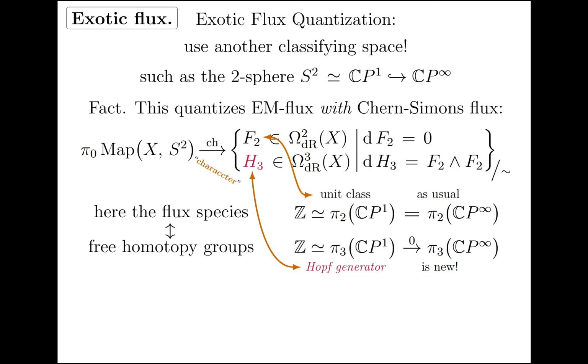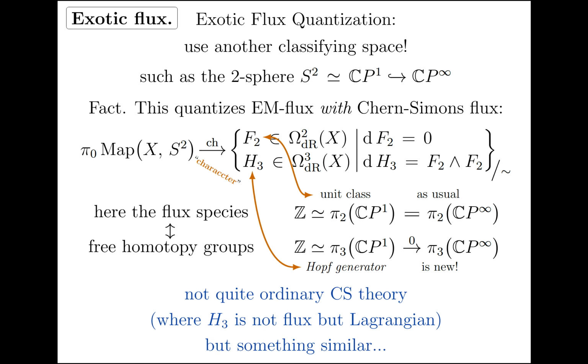So here's again the map. The flux density F2 corresponds to this unit class under this character map, or the Sullivan theorem, whatever it's called, and a new class, a new flux density H3, a higher flux density, reflects the presence of this Hopf generator. And this will recur in the following slides. We'll keep seeing that the Hopf generator in pi 3 of S2 is what gives rise to all these exotic aspects of fractional quantum Hall systems. That's what sees the braiding phases. We'll see that in a moment.